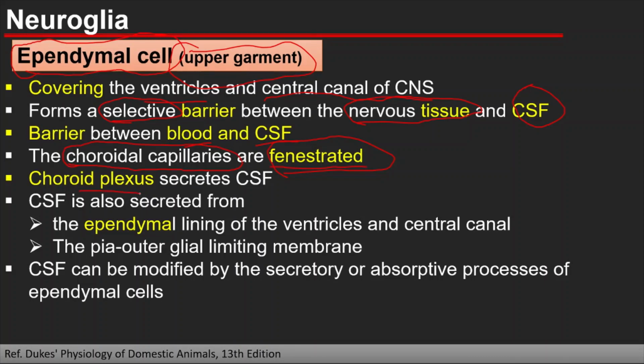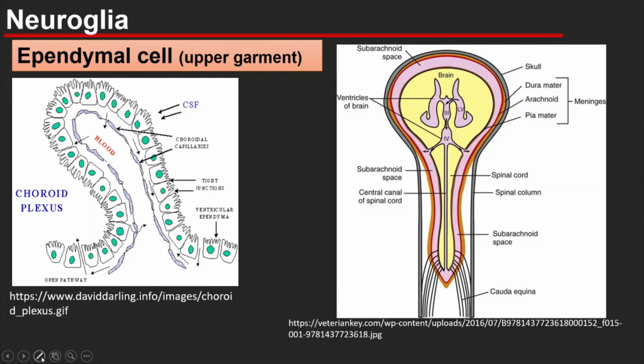And the choroid plexus produces the CSF, and not only the choroid plexus, but other areas also form the CSF. For example, the ependymal lining of the ventricle and central canal, and the pia and outer glial limiting membrane also produce the CSF. CSF can be modified by the secretory or absorptive processes of the ependymal cell. So let us see the barrier. What are the barriers we can find?